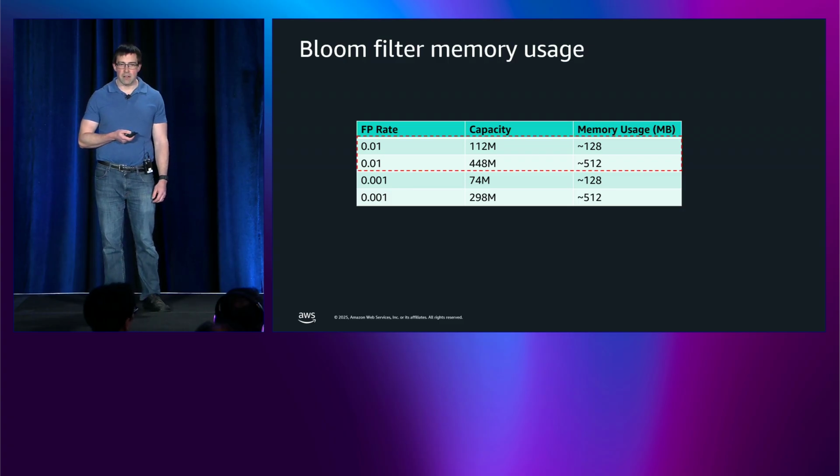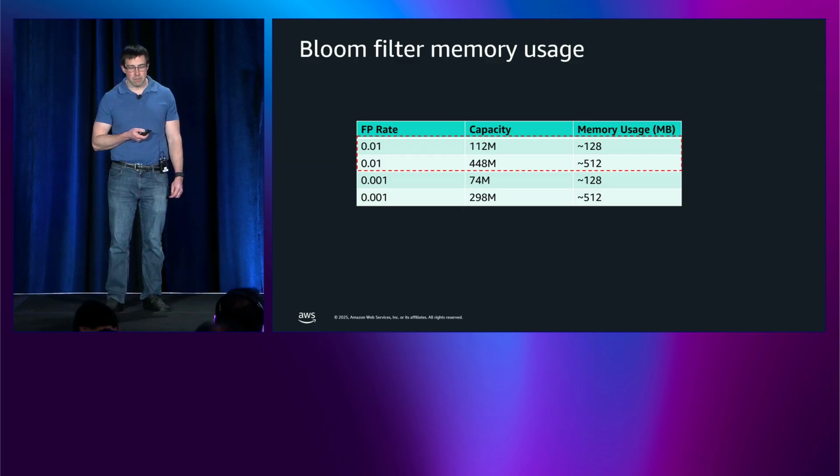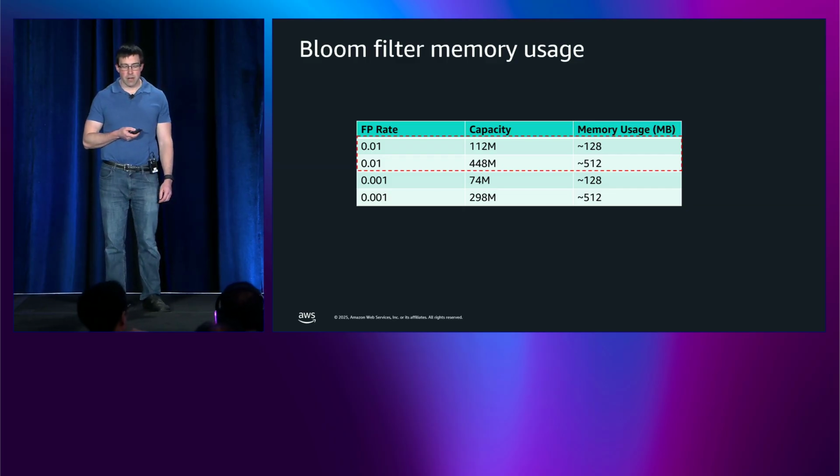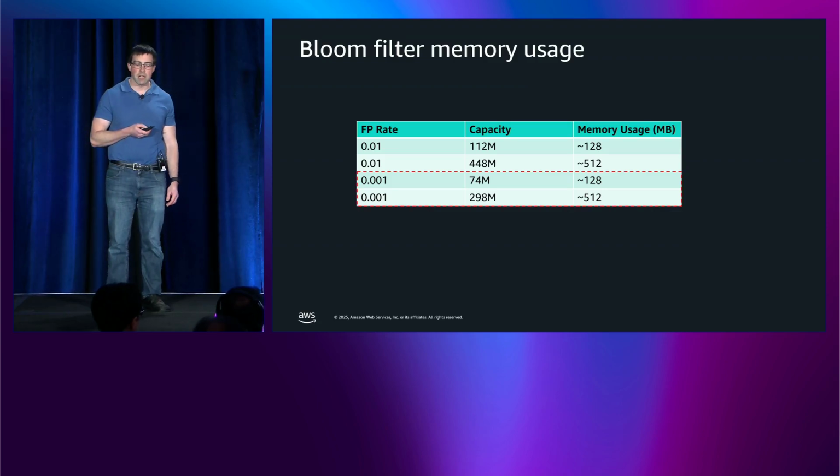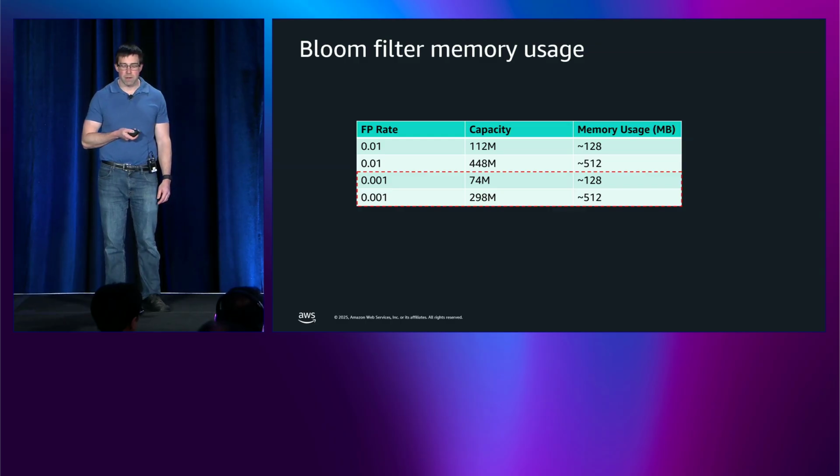So the memory usage savings are pretty significant here. If you look at a 1% false positive rate, you can get about 112 million items with 128 megabytes, or scaling linearly, 448 million items with 512. And if you were to drop the false positive rate to 0.1%, then using the same memory you still have a relatively large capacity: 74 million with 128 megs, or 298 million with 512. And of course, you can tune this as your needs fit.